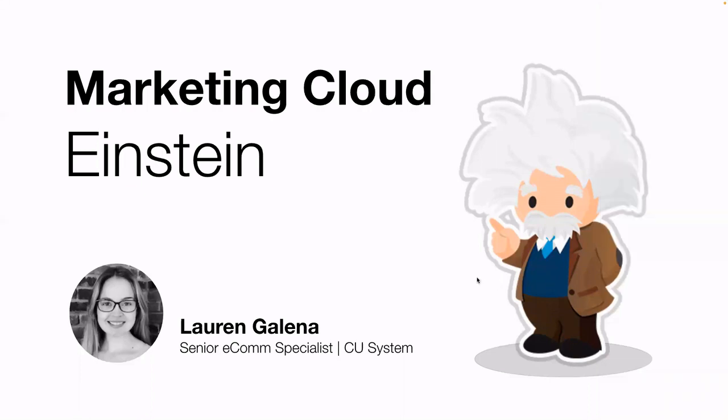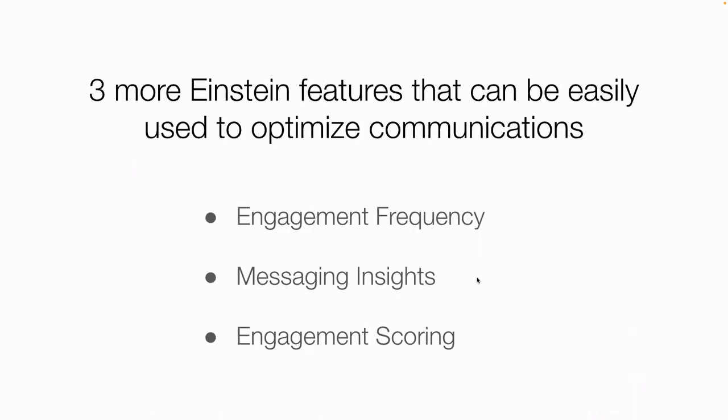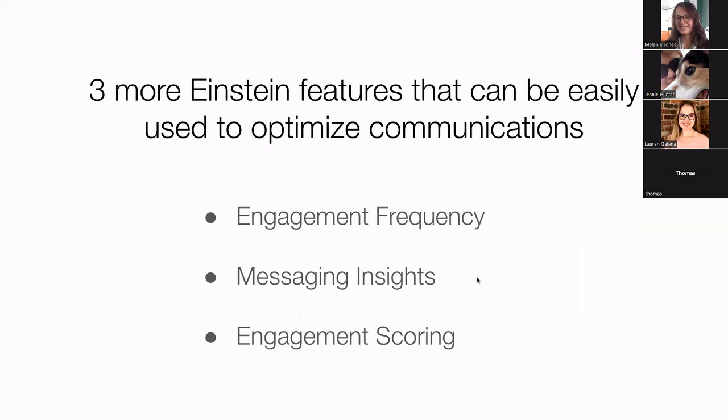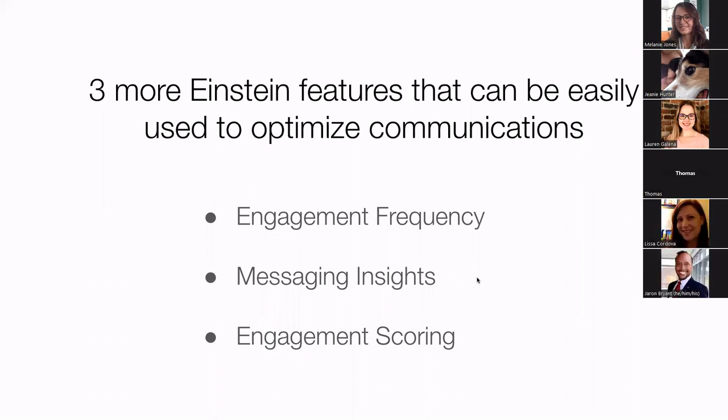We're going to be reviewing 3 more features available in Marketing Cloud in this session. Let me see if I can move through these slides here. So the 3 features we're going to be talking about today are engagement frequency, messaging insights, and engagement scoring. And just like with the last session, if you were here for that one or if you weren't, please sign in to Marketing Cloud and follow along in your business unit as we go through these. There'll be opportunities for participation throughout the session.